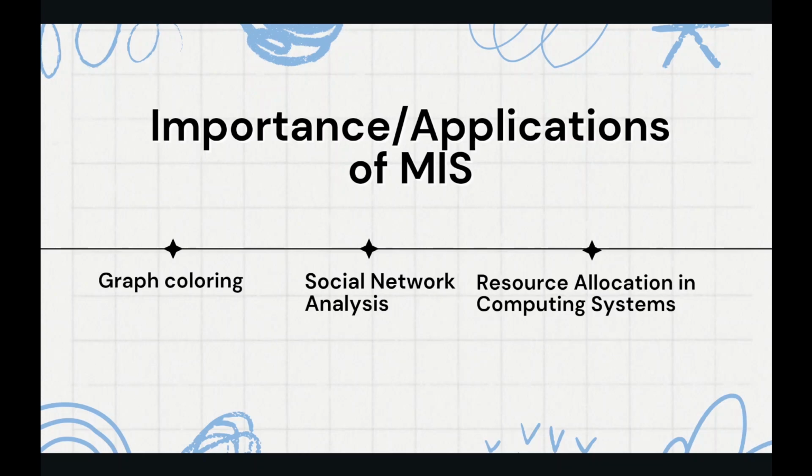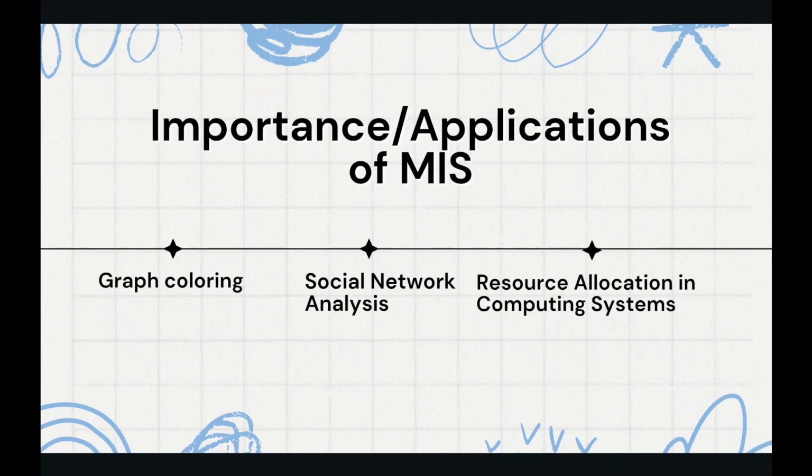One application of the MIS problem is graph coloring. Graph coloring involves assigning colors to vertices of a graph such that no two adjacent vertices share the same color. Maximum independent set provides a solution for finding independent sets which can be used to color the graph efficiently.